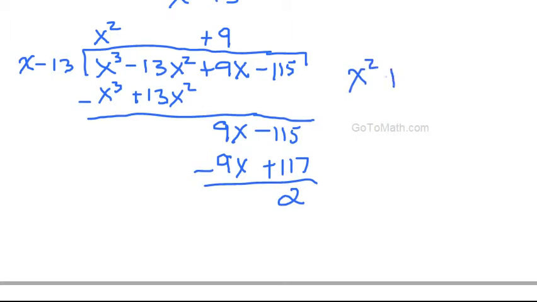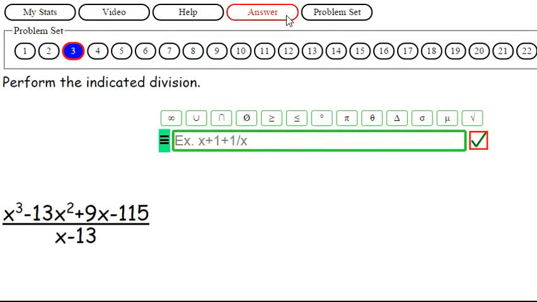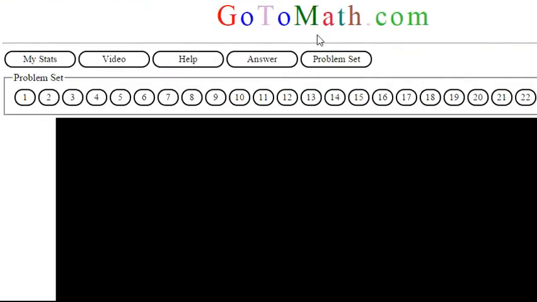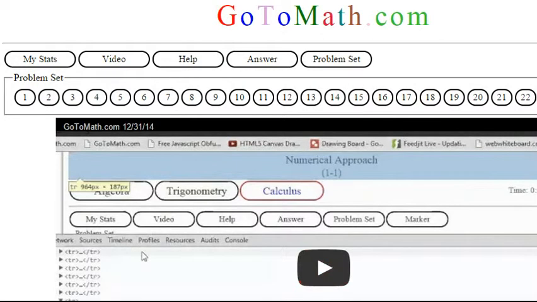X squared plus 9, and then plus 2 over x minus 13. There you go. X squared plus 9 plus 2 over x minus 13. Alright, looks good. Okay, so we're over here at gotomath.com, getting it worked out. See you in the next problem.